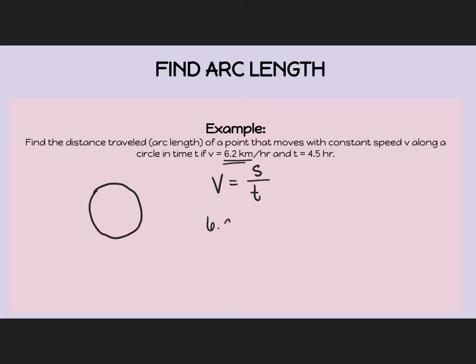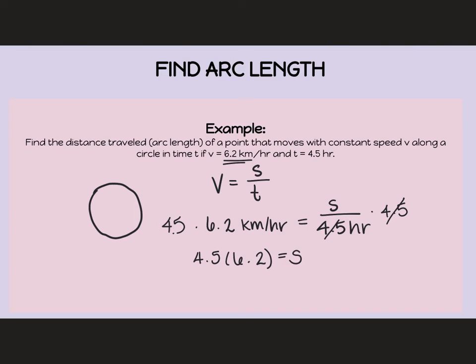So I have 6.2 kilometers per hour equals, I don't know S, and then I have 4.5 hours for my time. And if you were just going to solve this like a normal algebra problem, you would just multiply both sides by 4.5 to get those to cancel out. And so really you have 4.5 times 6.2, and that equals S. So shortcut on any of these problems, you're just multiplying those two together. So you get 27.9 kilometers.